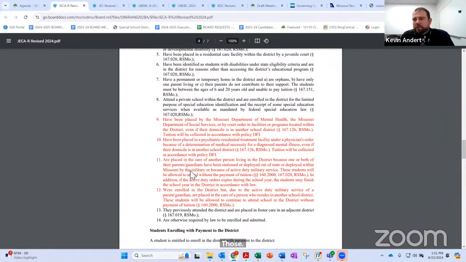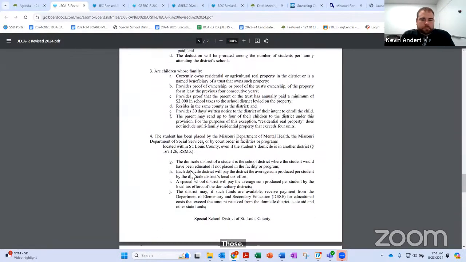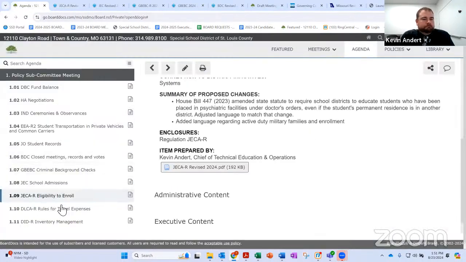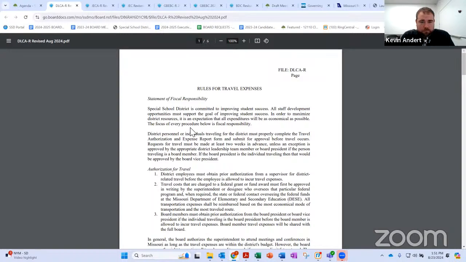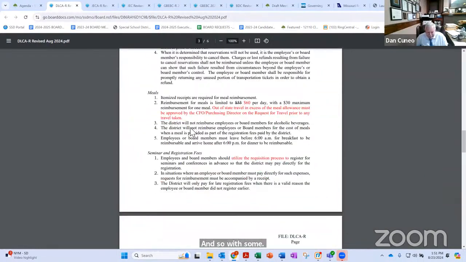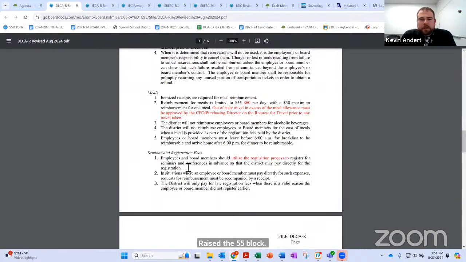Yep, and these changes also were about some recent changes that happened in the last legislative cycle. And then this feels like it's a boomerang. We talk about travel. It seems like every other year. Yeah, and so with you raised it to $55, you know. And so I don't know, Cindy, if you want to speak to a little bit the research that you guys did in coming up with the thresholds and the work you did with Tammy.